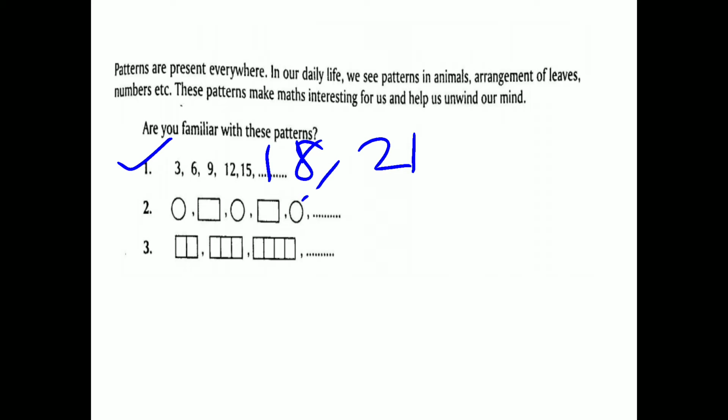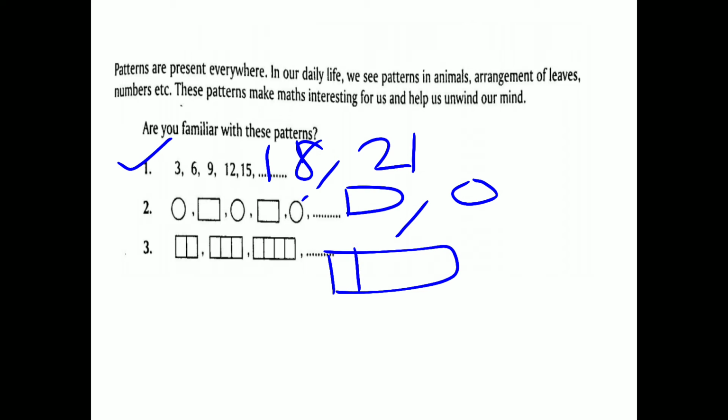Clear? In the second one, circle, rectangle, circle, rectangle. So after circle, rectangle comes, then circle. So there are 2 boxes, then 3, then 4. Now how many boxes will be there? 5. 1, 2, 3, 4, 5. Clear? Now on the basis of this we do Activity 1.